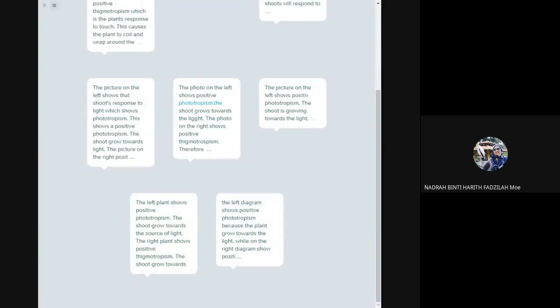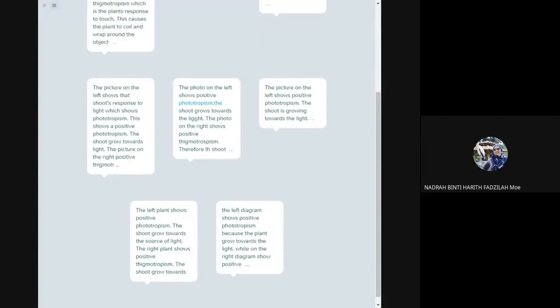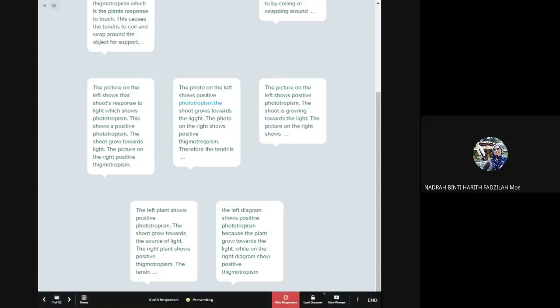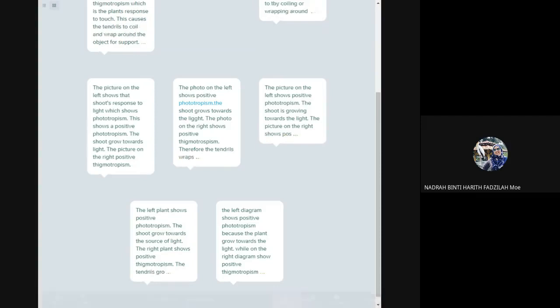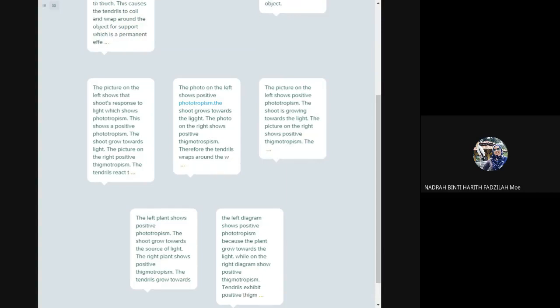Ada satu structure yang penting dekat situ yang kita nampak berpusing-pusing tu, we have to mention that structure, okay? That structure is tendrils. Kena sebut tendrils tu ya. So instead of shoot, kita sebut istilah ini, tendril. Yang kita nampak berputar-putar dalam animated GIF tu, itu adalah tendrils. Okay. Very good. The picture on the right shows positive thigmotropism.